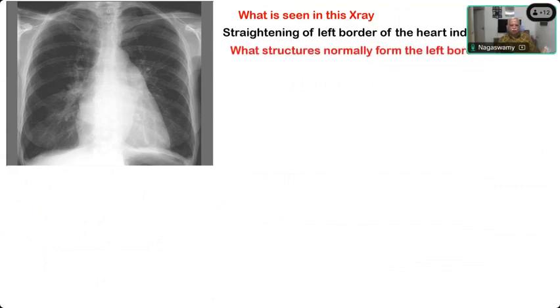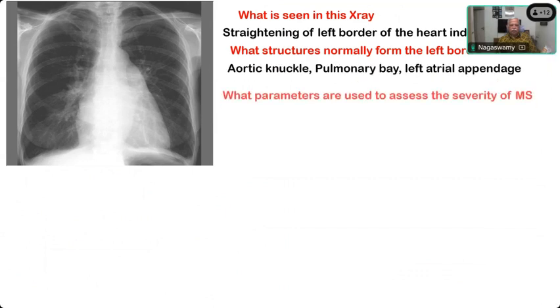So what structures normally form the left border? Most of the lateral border of the left ventricle. The left border is formed by the aortic knuckle, pulmonary artery, and left atrial appendage.